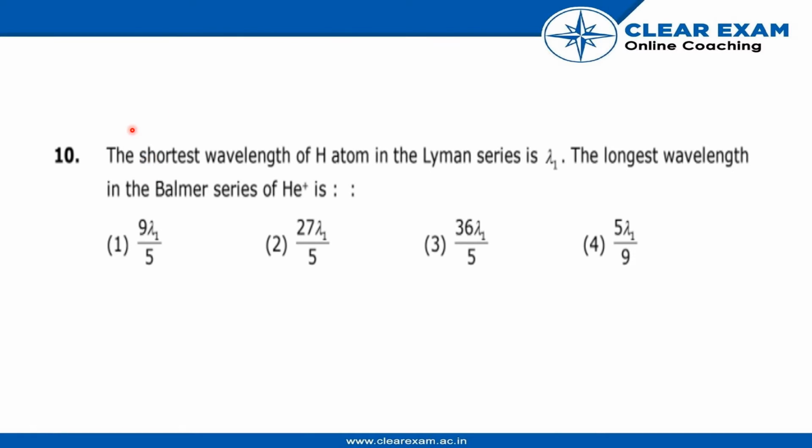So the question is, the shortest wavelength of hydrogen atom in the Lyman series is lambda 1. So the longest wavelength in the Balmer series of helium ion is.